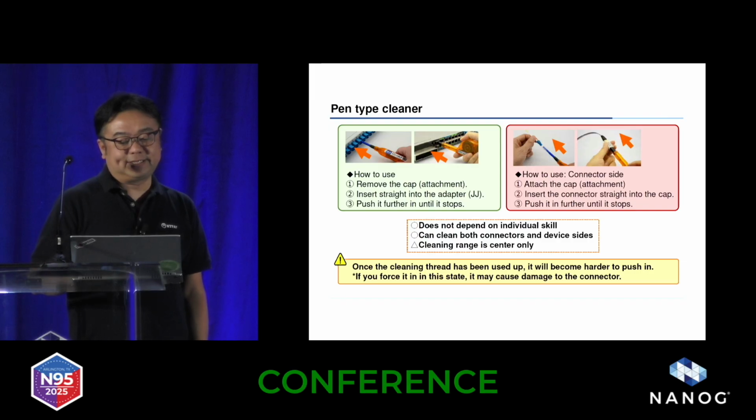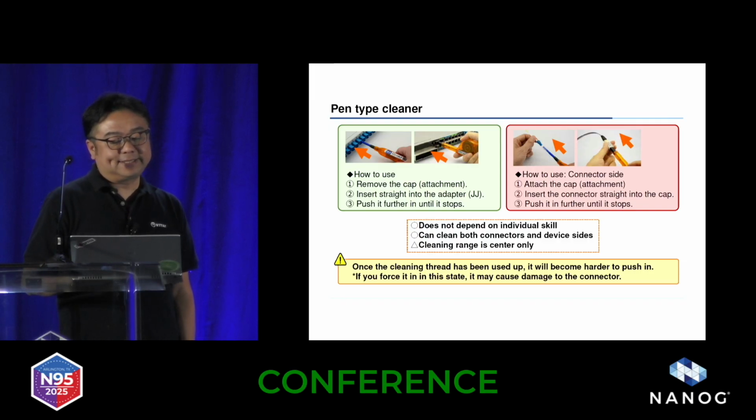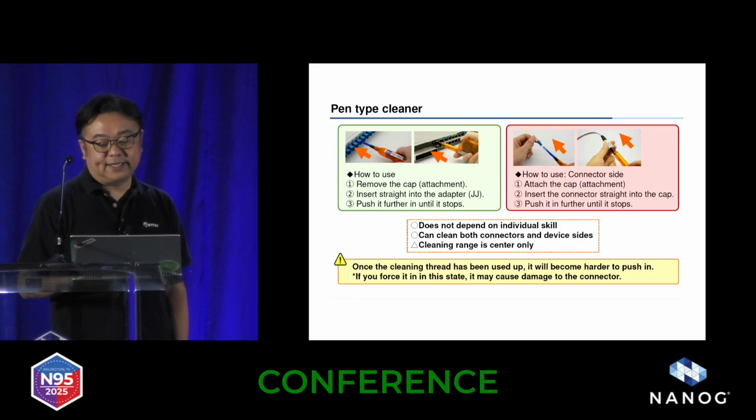The last one is the pen-type cleaner. This is a convenient cleaner that can be used on both the plug and adapter side. To use it on the plug side, attach the attachment cap and push it in. To use it on the adapter side, insert it into the adapter without attaching any cap and push it in. The pen-type cleaner is very popular these days because it can be used on both sides and requires no skill.